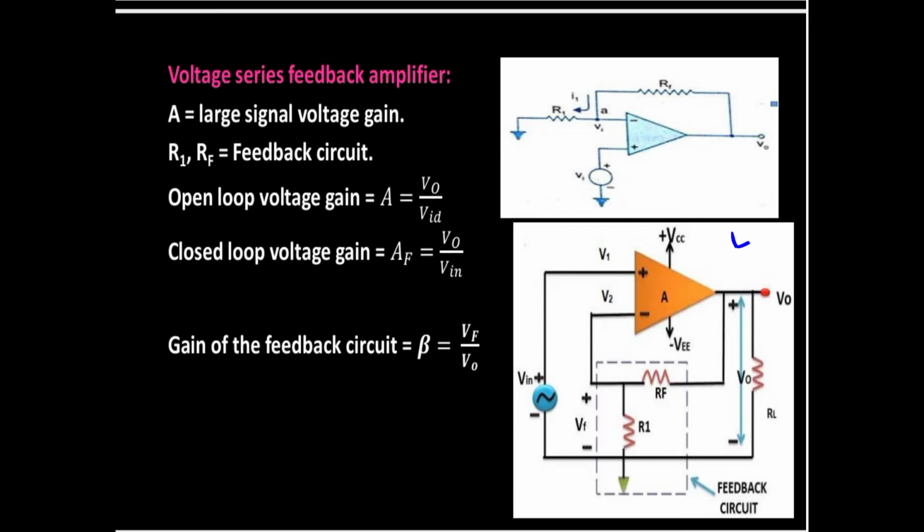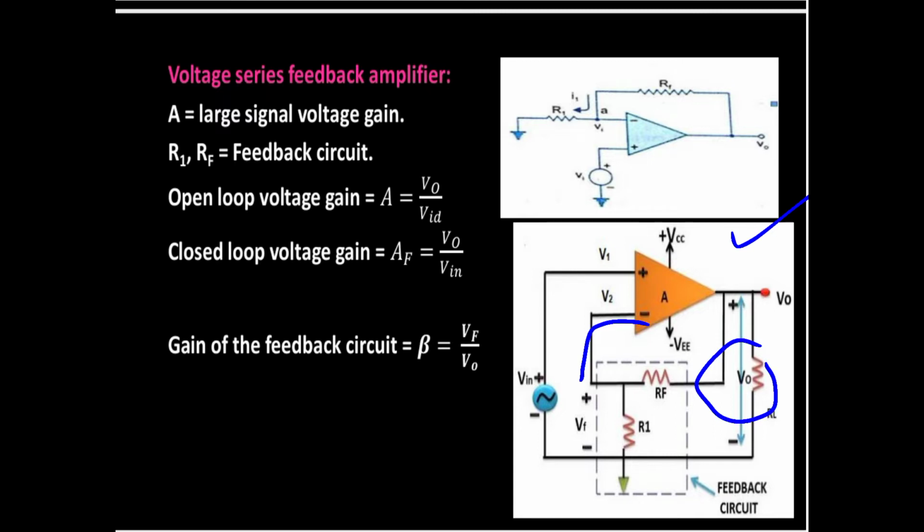Here observe, this is the voltage series feedback network. The input side is connected in series and the output side is connected in parallel to the feedback network. And here RF resistor and R1 resistor form a feedback circuit.